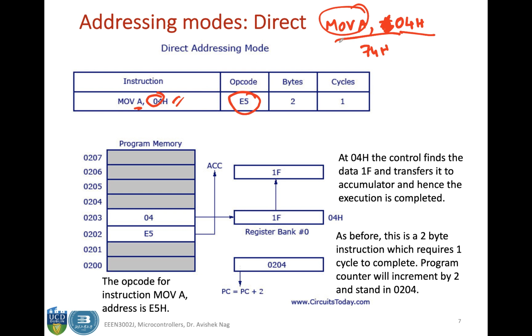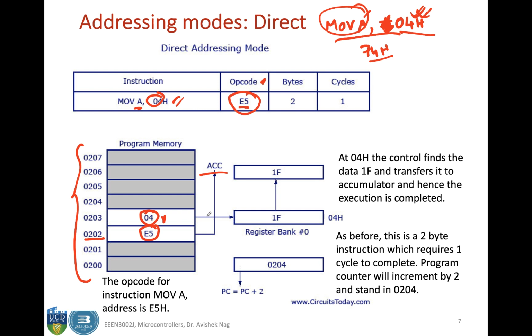So for the same instruction of moving something to A, depending on whether your source is actual data or a memory address, the opcode changes. Earlier it was 74H, now it's E5H. It's still a 2-byte instruction with 1 machine cycle. If you assume the same memory space as in the previous example, with this instruction starting from the same location 0202, your E5 will be here and this will be the next byte of this instruction, and E5 means that whatever is the contents of this location has to move to the accumulator.